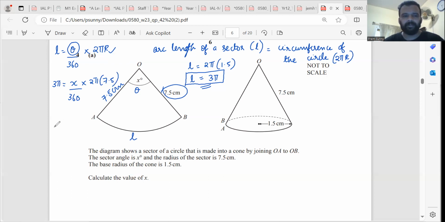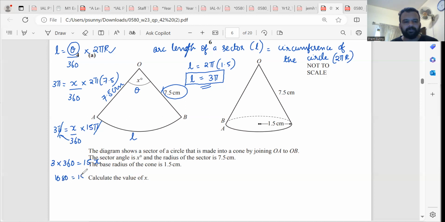Now, 3 pi is equals to x divided by 360 into 7.5 into 2, which is 15 pi. Now pi from both the sides gets cancelled. Cross multiply this 360 to the other side. Simple algebra, 3 into 360 is equals to x into 15. Let's take it as 15x. So 3 into 360, let's put it in calculator. 3 times 360 is 1080.